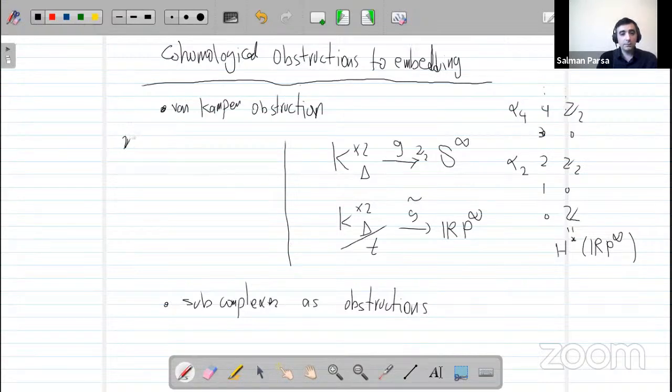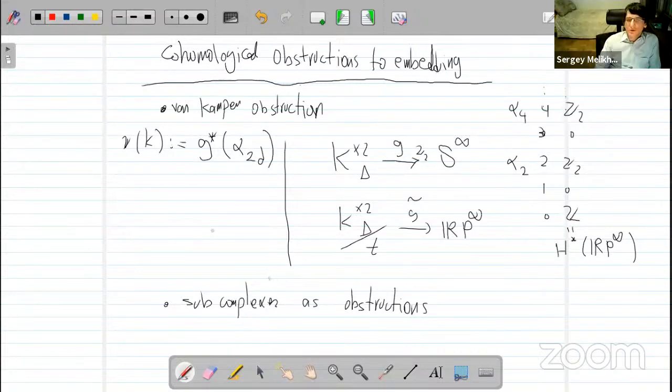And let VK be the Van Kampen obstruction of K. I mean, just define it to be the image under G star of alpha, of the dimensional complex. Just tricky. Maybe G tilde star. Yes.